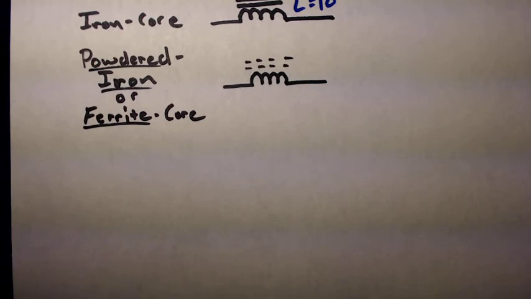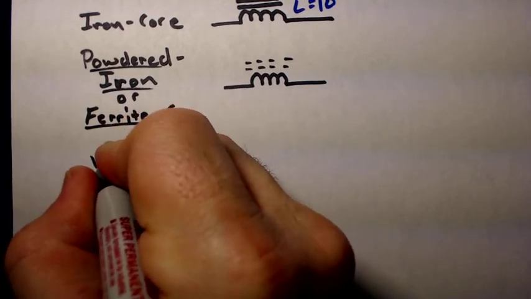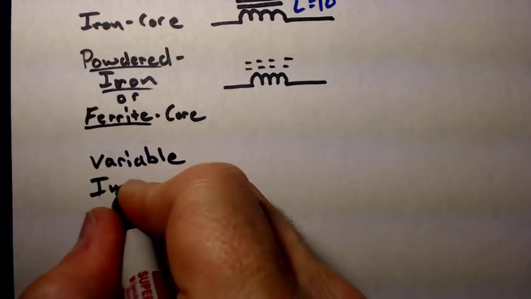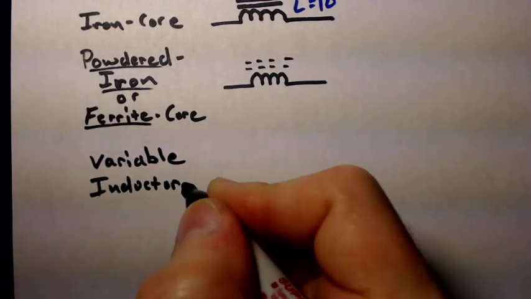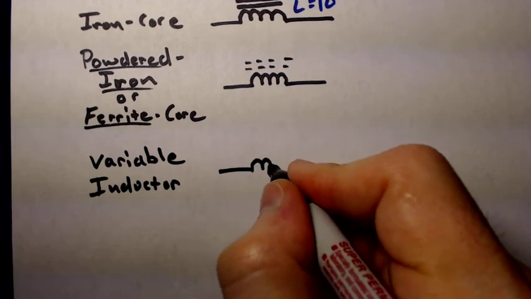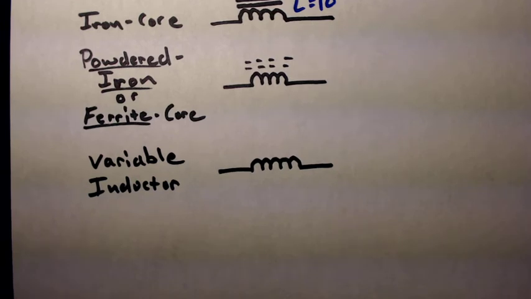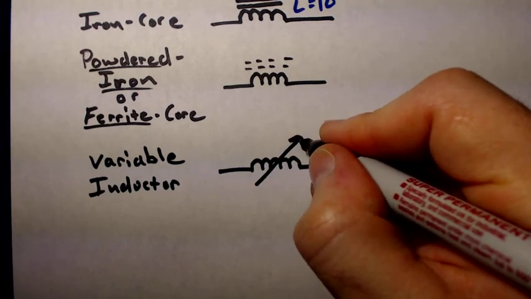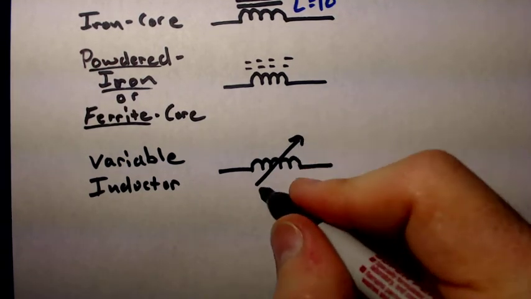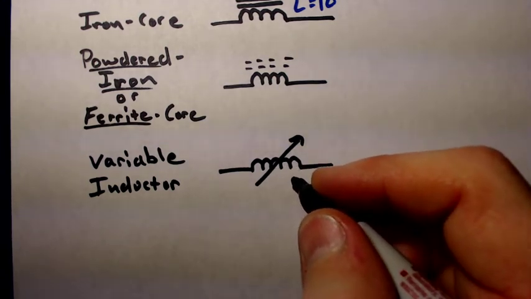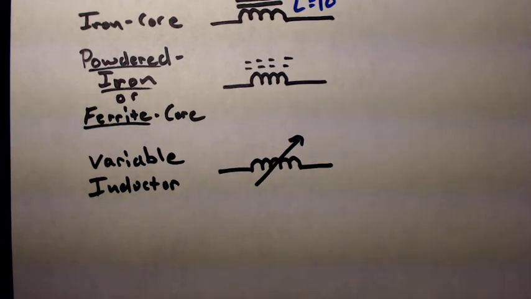Okay, and the list continues. We could also have a variable inductor. Now, anytime you want to make a component variable, at least for the sake of drawing it on a schematic, just put a diagonal line through it. This just means that we have an adjustment. We have an ability to change it. This is a variable inductor.